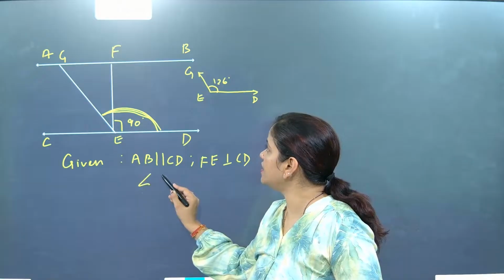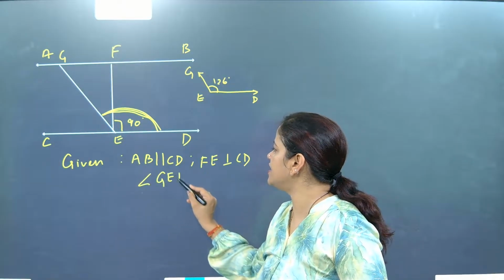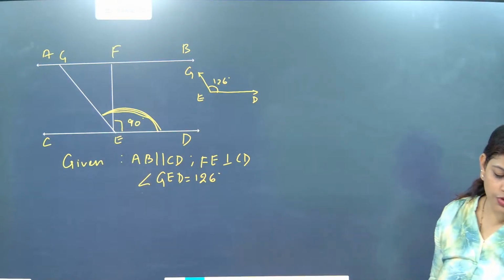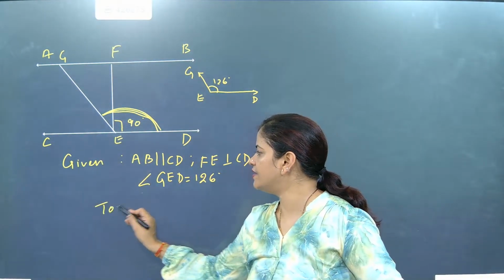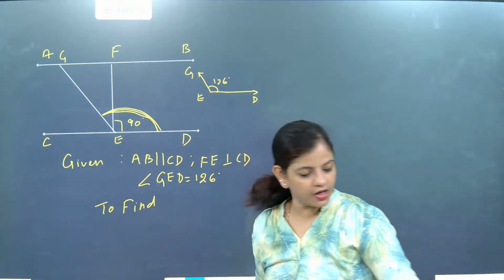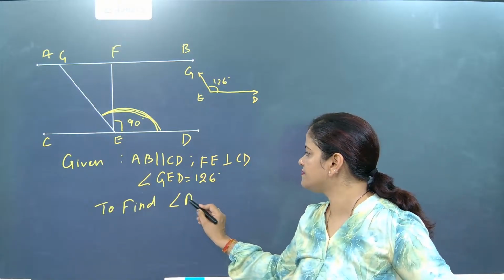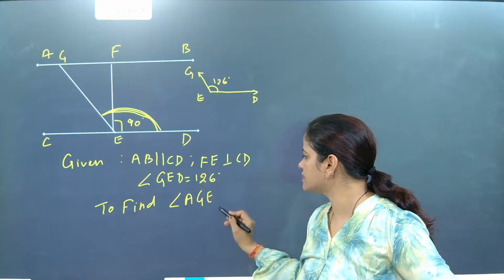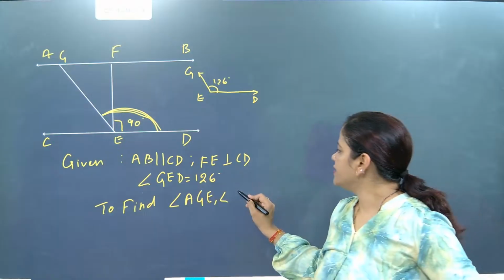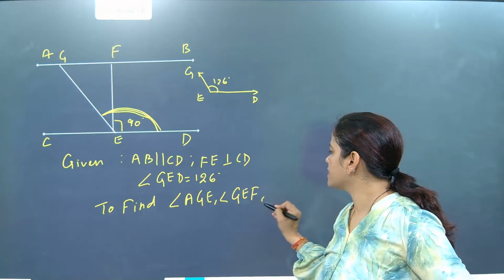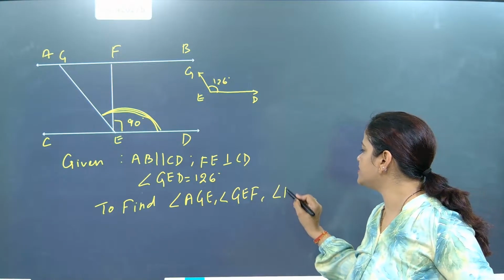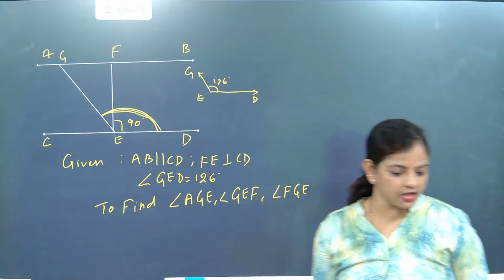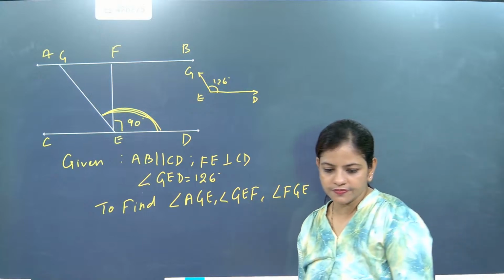Now look here, nothing you can solve yet. Angle GED is equal to how much degrees, beta? 126 degrees. Now you need to find, come on children, you can do it, angle AGE, and the next angle you have to find is angle GEF. The next angle you have to find is FGE. These three angles you have to find, and trust me, you can do it.